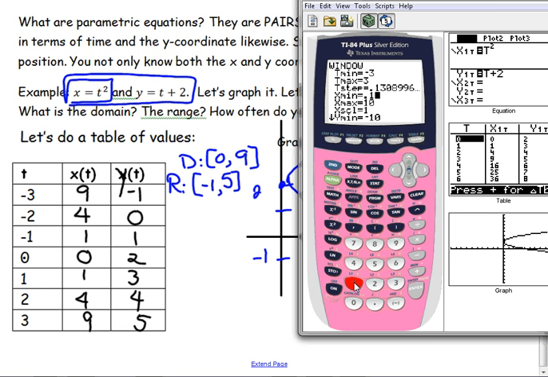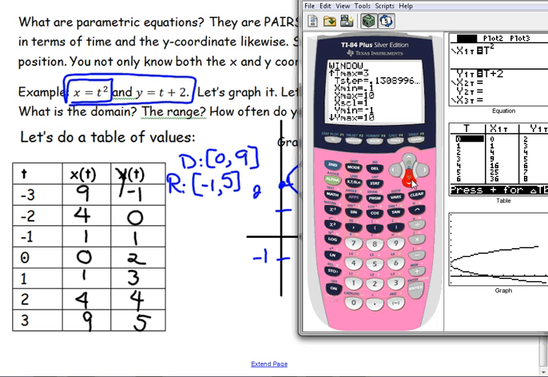X min, I really don't need -10. Make it -1. And then when you press graph, it's going to plot. You ready? Y max is 5. Thank you. But I'll make it 6. Okay, is that it? Okay, press graph.